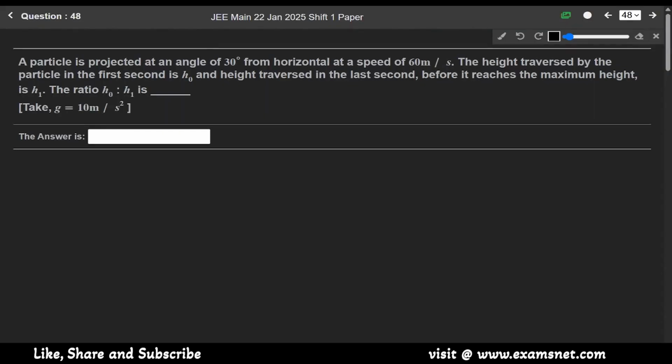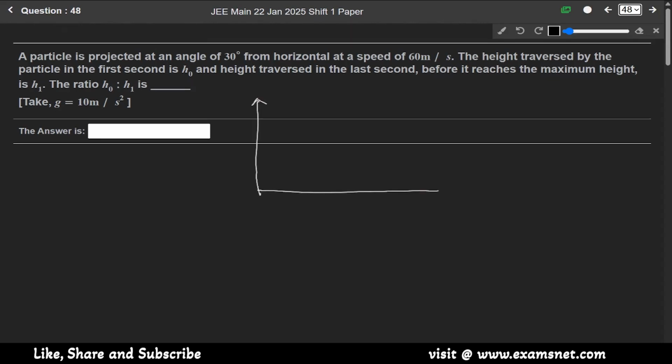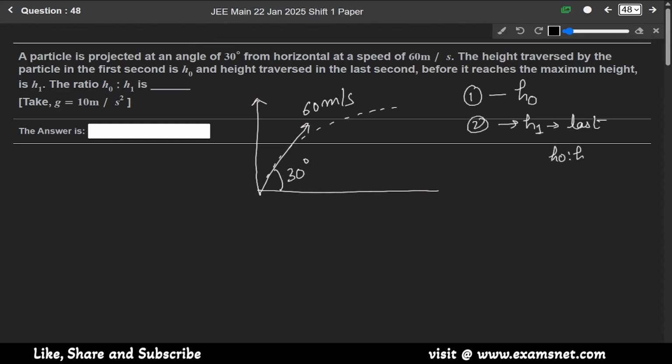Now question 48. A particle is projected at an angle of 30 degree from the horizontal at a speed of 60 meter per second. The height traversed by the particle in the first second is h naught, and the height traversed in the last second before it reaches the maximum height is h1. So we have to find the ratio of h naught to h1.